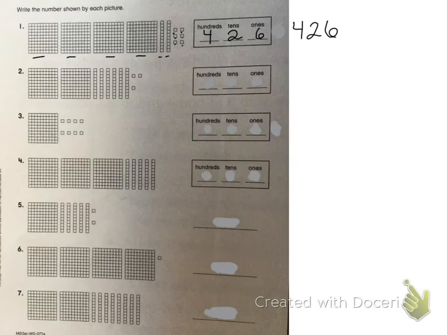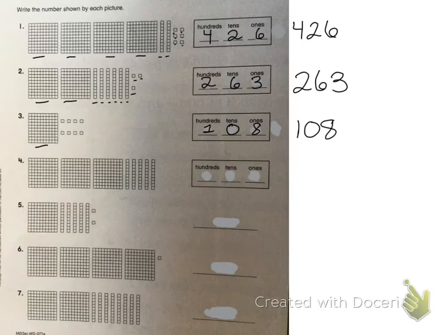So here I've got 2 hundreds, put that there, 1, 2, 3, 4, 5, 6 tens, and 3 ones. So my number is 263. On number 3, I have 1 hundred. I don't have any tens, so I'm going to put a 0 to show I have no tens, and I have 8 ones. So my number is 108.